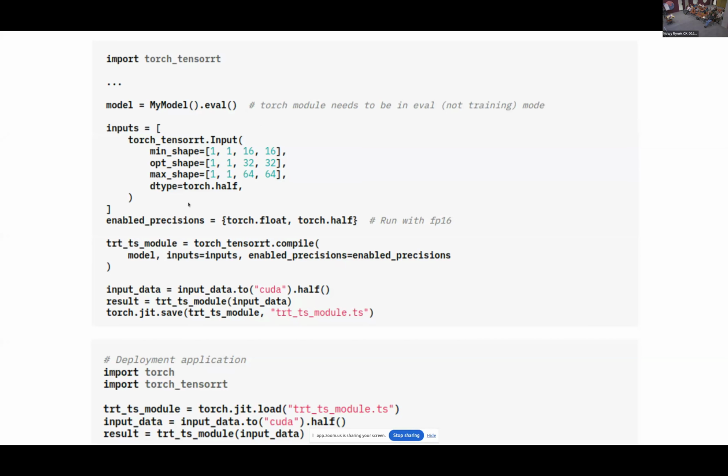You are specifying some minimal shape, the maximum shape of what can get into that, and what precisions you are interested in. And that's it, you're calling TensorRT compile. Oh, the magic is done. You are saving the ready model. You can later just load it with PyTorch. That's it, ready to use, at the same time being drastically faster.